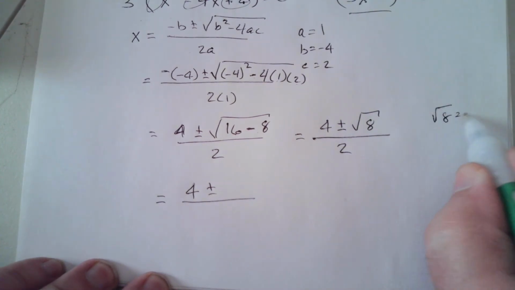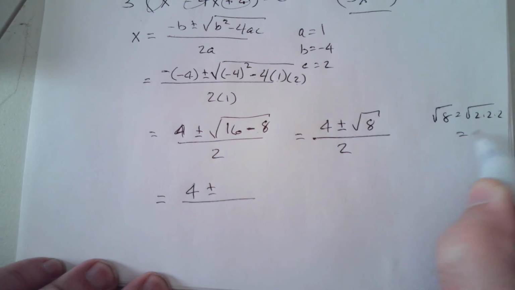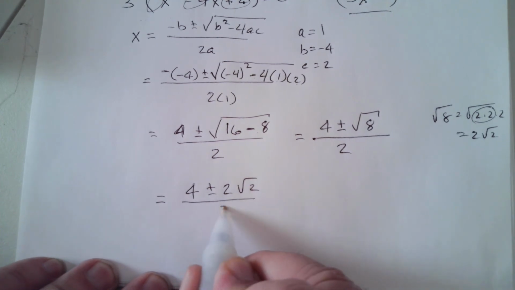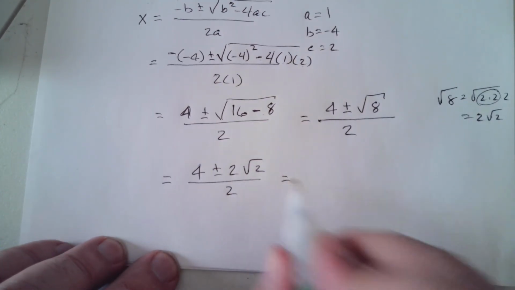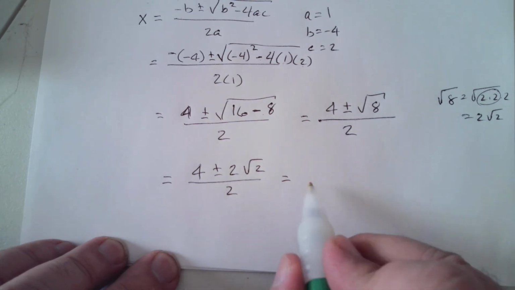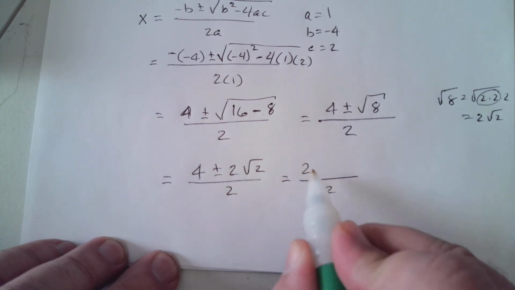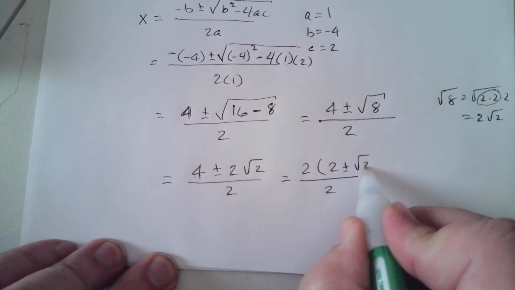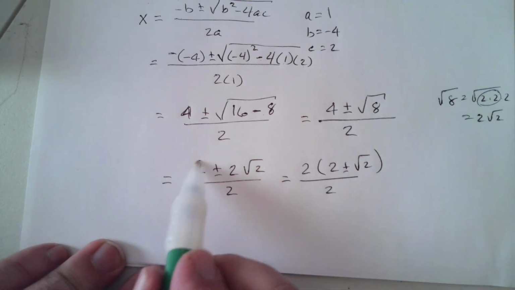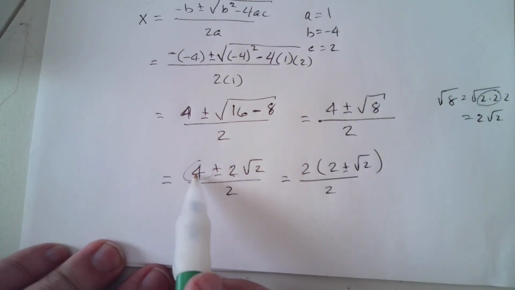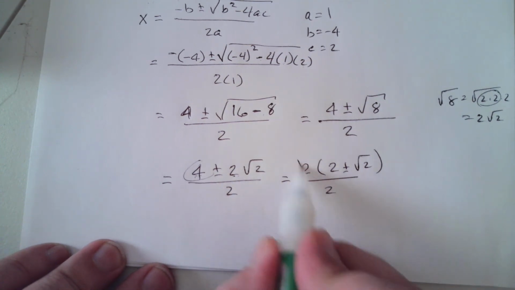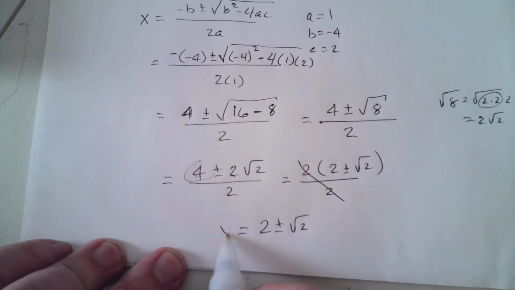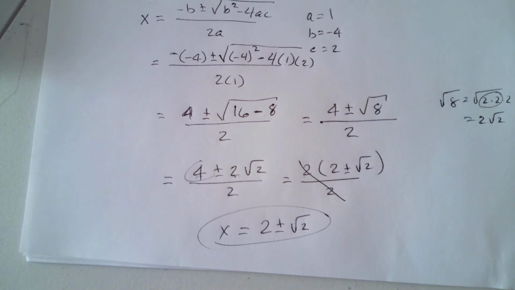Remember, 8 is the same thing as 2 times 2 times 2. So a 2 comes out. So it's 2 radical 2. On the top, 4 and 2, I can factor out a 2. Since 4 and 2 both have a common factor, I can take it out. I have 2 radical 2. The 2's cancel. So my answers are 2 plus or minus radical 2. Those are my last two answers.